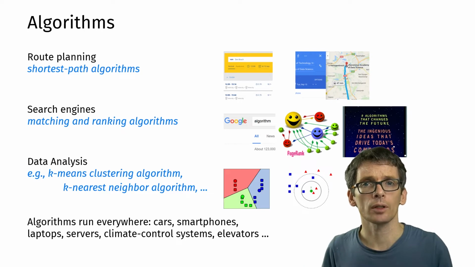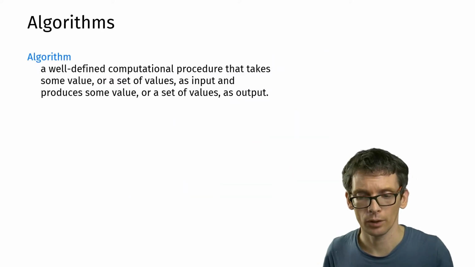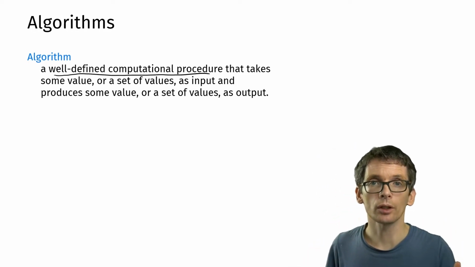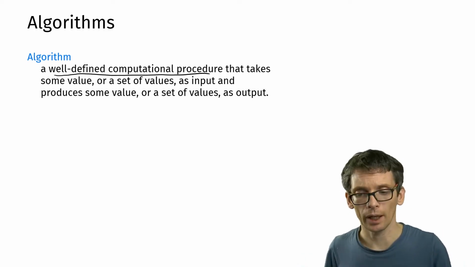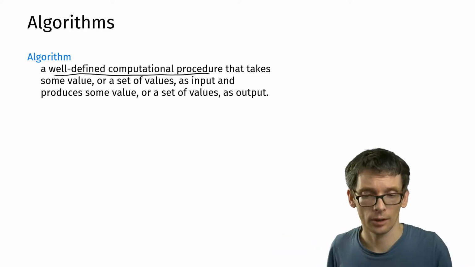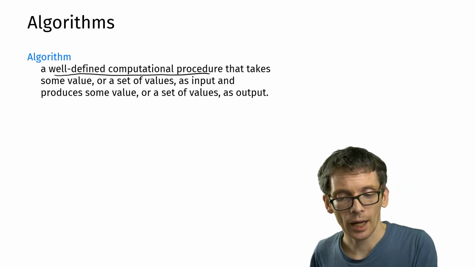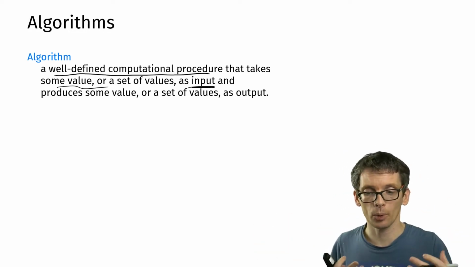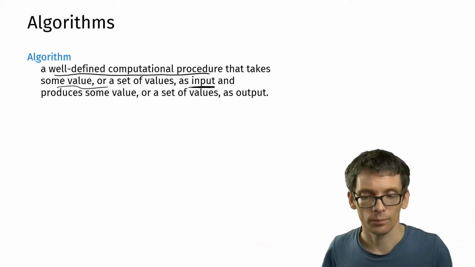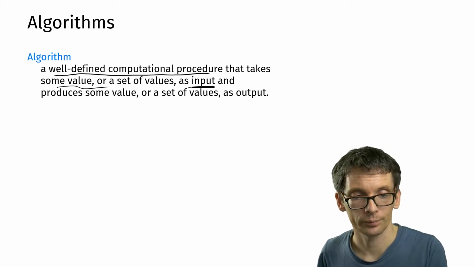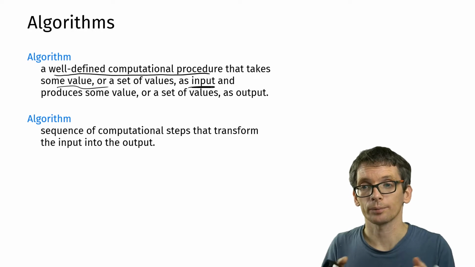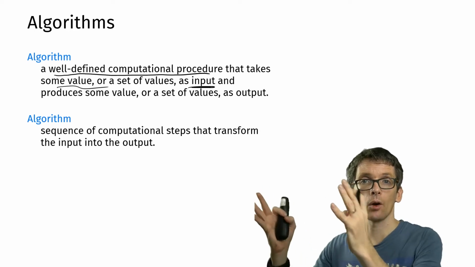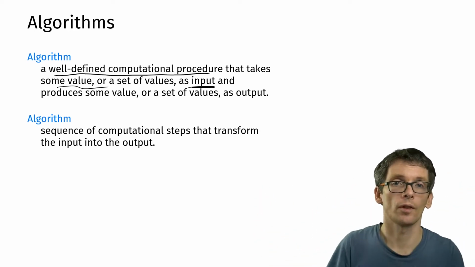So let's first start with this somewhat general definition, saying that an algorithm is a well-defined computational procedure. So well-defined meaning that it is clearly specified what it does, and it takes some input, so some value or set of values as input, and produces an output based on that. That's an algorithm. In short, we look at algorithms as sequences of computational steps that go from the input to the desired output.